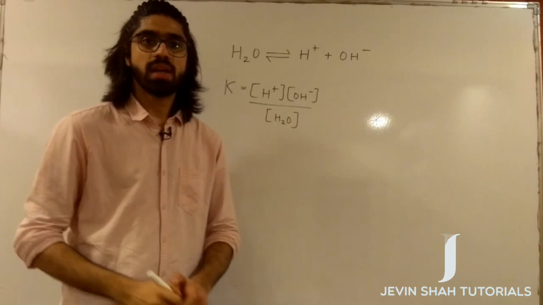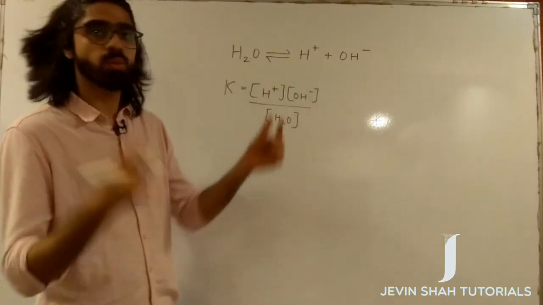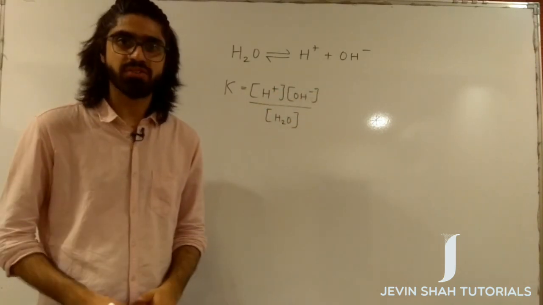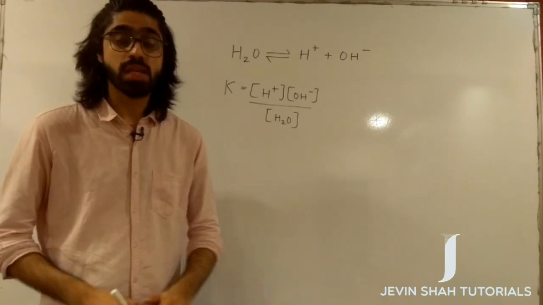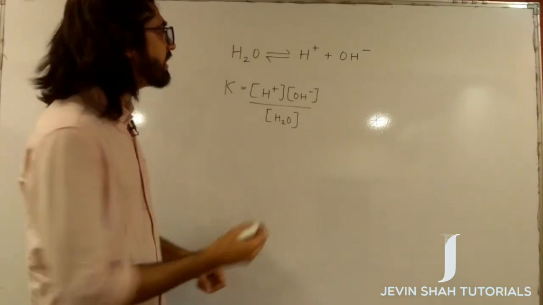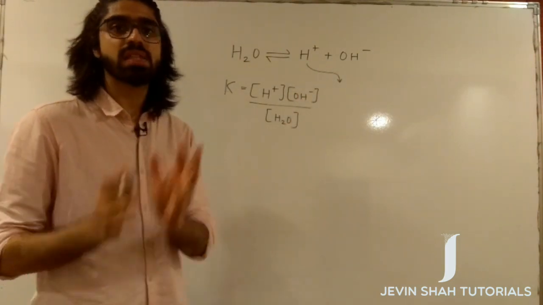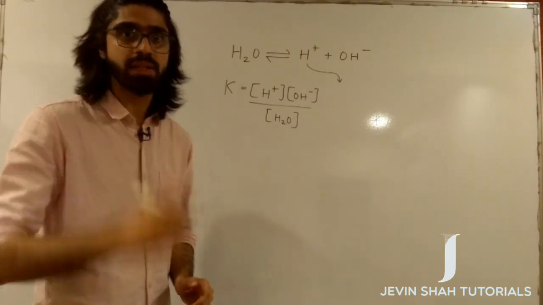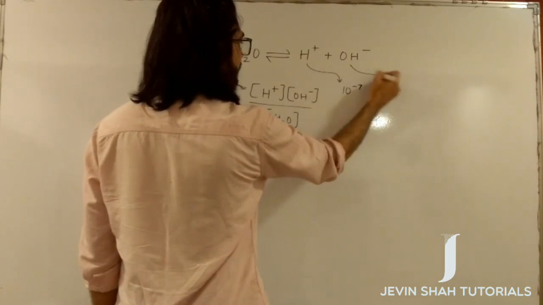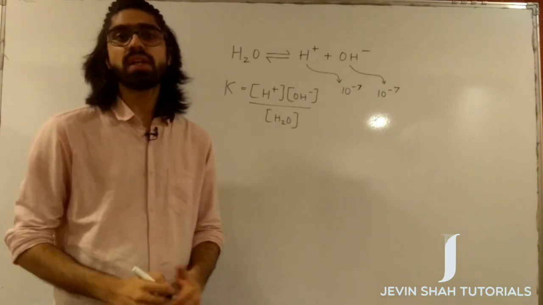But again, like I said, if you take a large amount of water, then only a very little part of it will dissociate, giving you H plus and OH minus. So the concentration of water will not get affected. It's like the numbers go like this. If you take 1 liter of water, then in 1 liter of water, only 10 power minus 7 moles of water will dissociate. So if 10 power minus 7 moles of water have dissociated in 1 liter, then you will have 10 power minus 7 moles of H plus and 10 power minus 7 moles of OH minus in 1 liter of water.